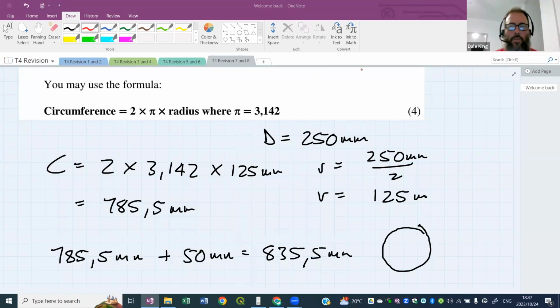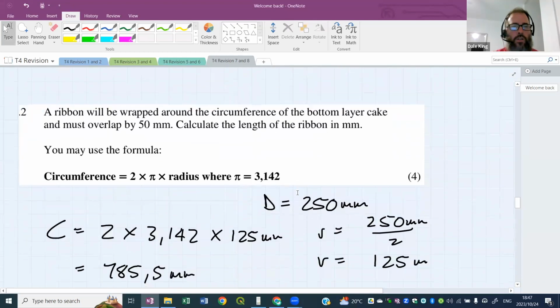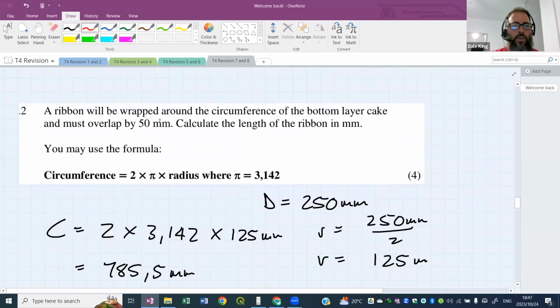Okay, sir, I'm getting frustrated here. They're saying, where did you get 50 from? All right, let me go up to the question. The question says a ribbon will be wrapped around the circumference of the bottom layer of the cake and must overlap by 50 millimeters.